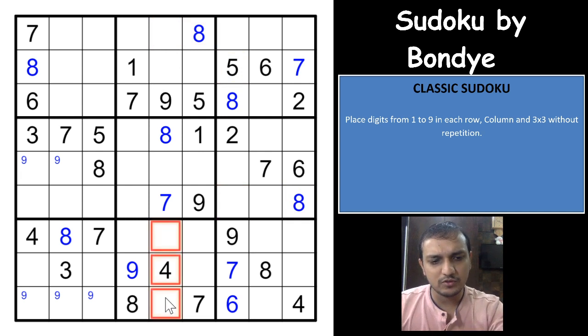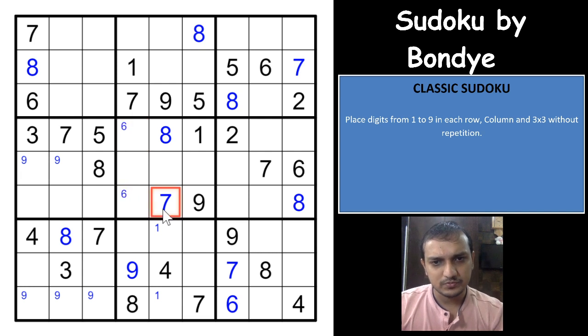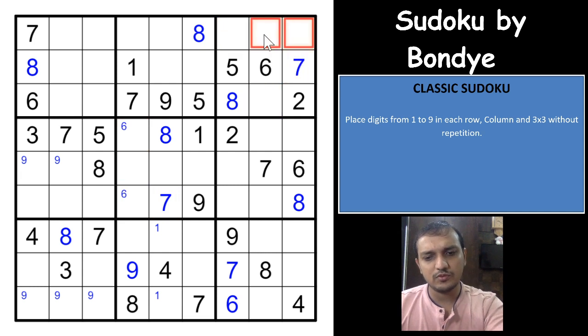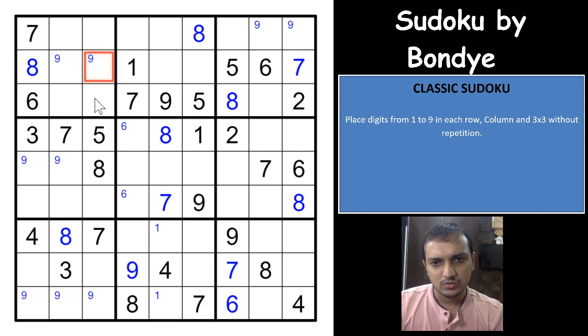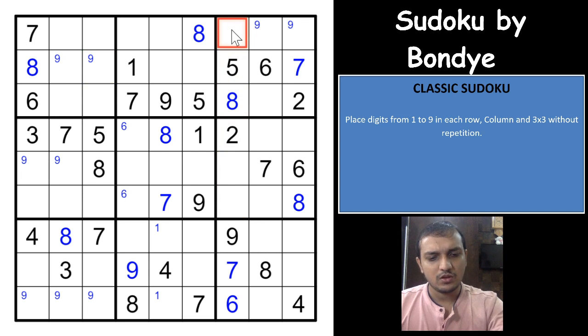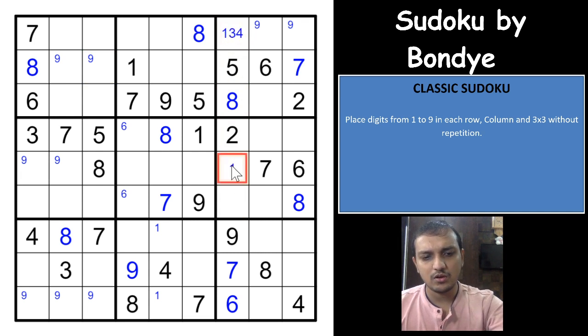So 1 would have to be in one of these two cells. Corner pencil mark of 1. 6 would have to be in one of these two cells. Nice. Okay, a 9 cannot be here, 9 cannot be here, so 9 would have to be in one of these two cells. That indeed gives you a 9 in one of these two cells. Okay, so 1, 3 and 4, right? So we can write the center pencil marks of 1, 3, 4 here.